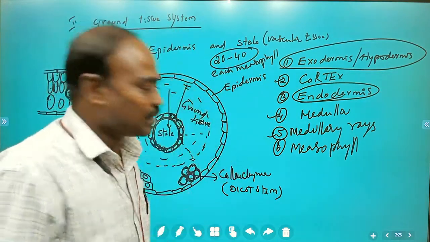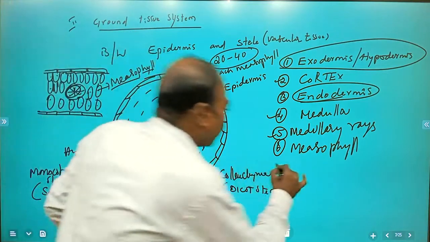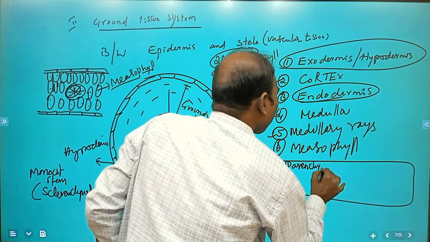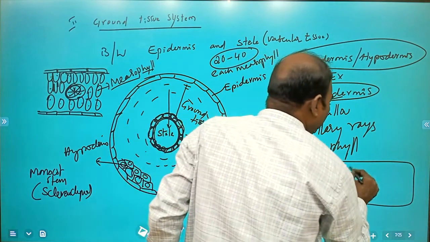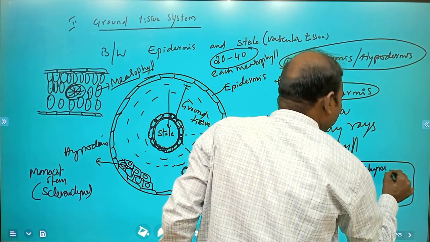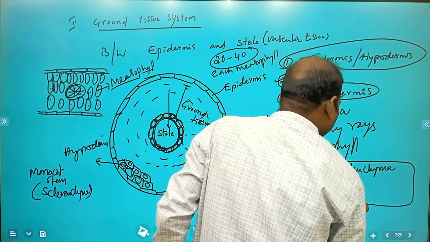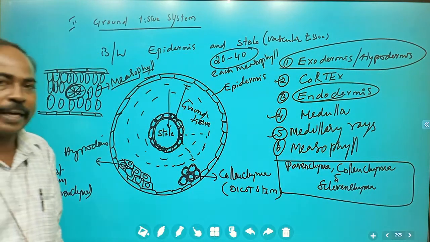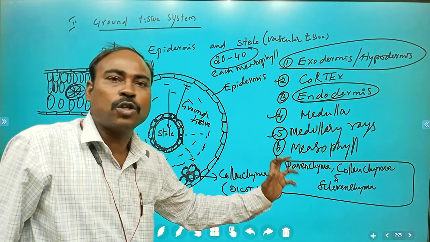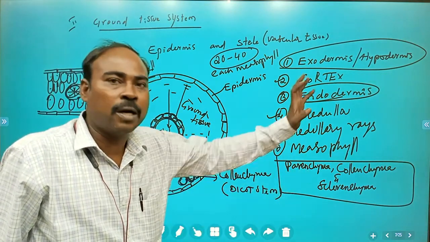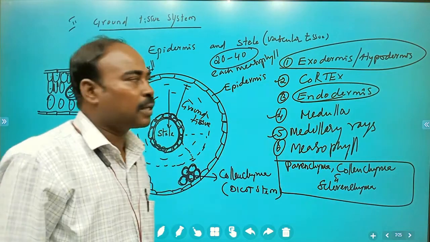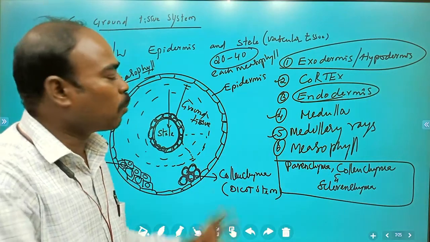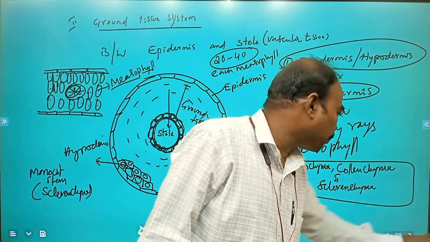The ground tissue system has almost all kinds of cells. What are they? That is parenchyma, collenchyma, and sclerenchyma. So all types of cells are found in the ground tissue system. Very important: the ground tissue system consists of almost all simple permanent tissues like parenchyma, collenchyma, and sclerenchyma. Right? That is about the ground tissue system. The major part of the plant body is occupied by this ground tissue system.